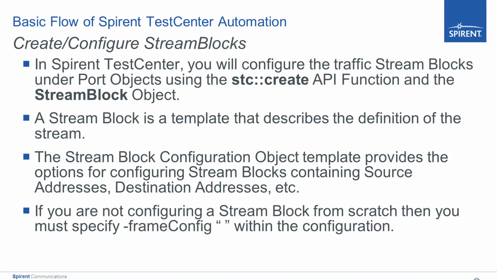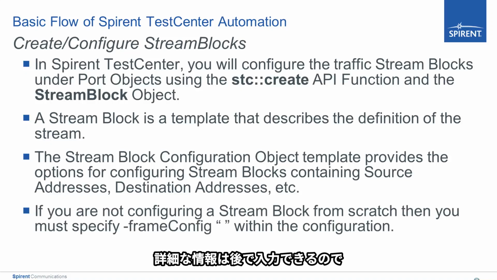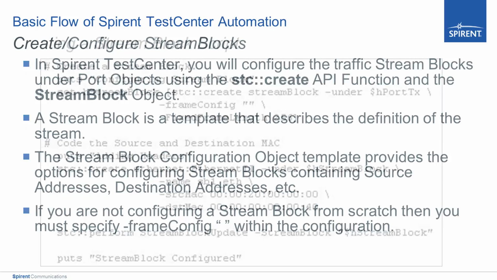Now, if you are not configuring a stream block from scratch, then you must specify the -frameConfig attribute using the double quotes. You open a quote, you close a quote within the configuration. Failure to do that will provide unpredictable results that you do not want to follow. Now, we have an example of this on the next page.